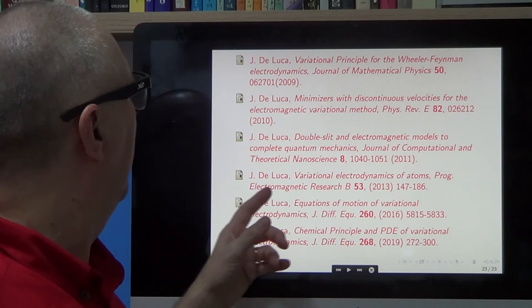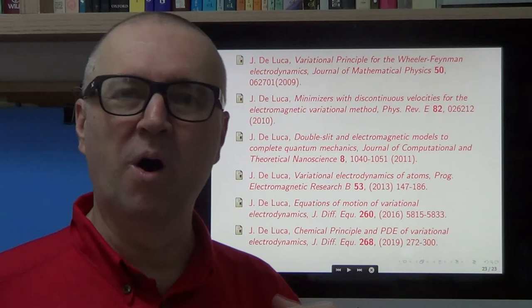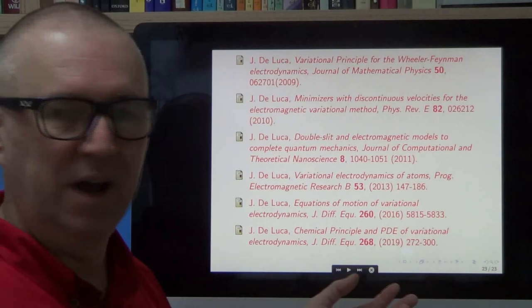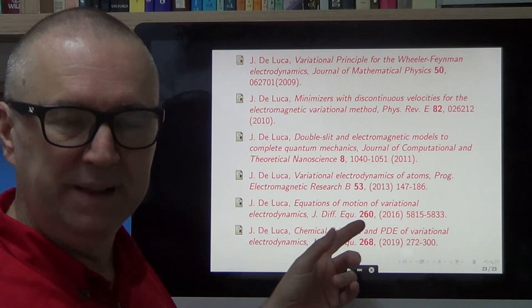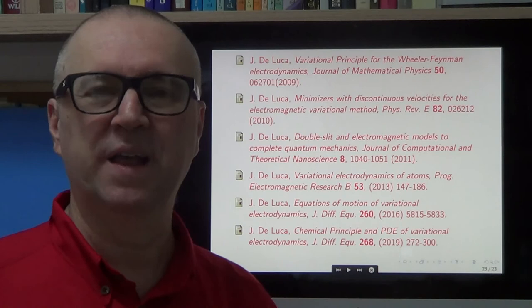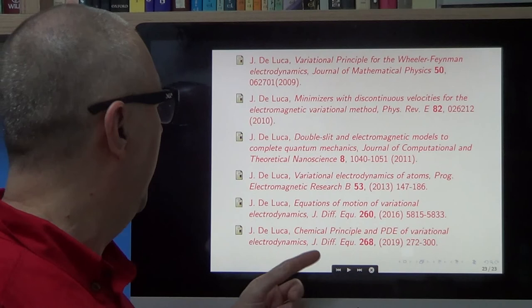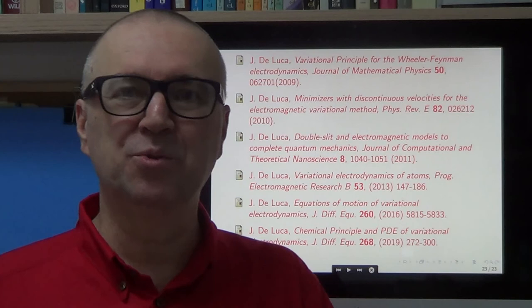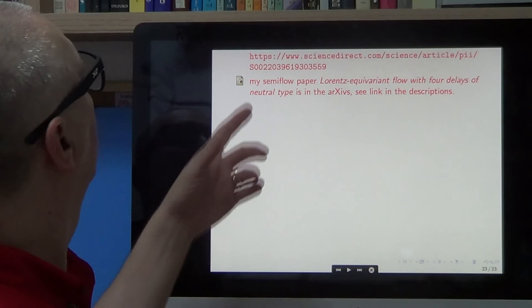Variational electrodynamics of atoms is when I was more into the depths of variational dynamics. This is a mathematical paper, when I still didn't know that I was going to be able to integrate the equations forward. I was still thinking that I had a boundary value problem. And this is a derivation of a Schrödinger equation, but when it came to do the boundary layer, I had to use a criterion because I couldn't do the boundary layer. And then my semiflow paper, which is out now, and that's all.